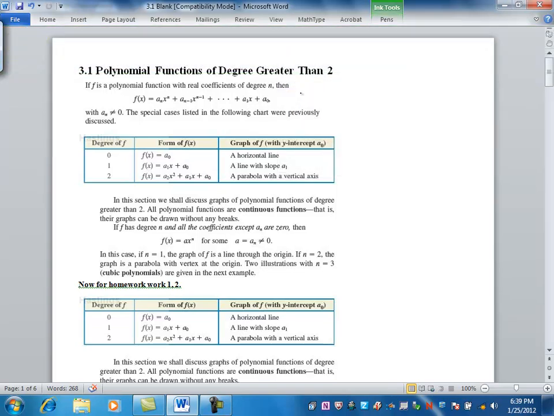We talked in the last lesson about the general form of a polynomial here. They mention some special cases, horizontal lines, lines in general, pardon me, and parabolas here. And it says here in this section we'll discuss graphs of polynomial functions of degree greater than 2. All polynomial functions are continuous functions, so we can draw them without picking up the pencil. If f has degree n and all coefficients except a sub n are 0, then f of x is going to look and act like this.